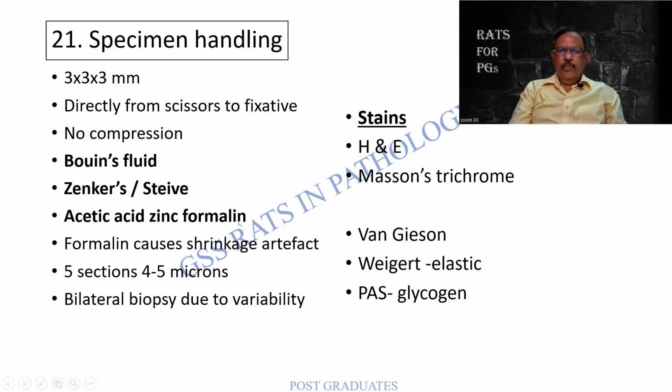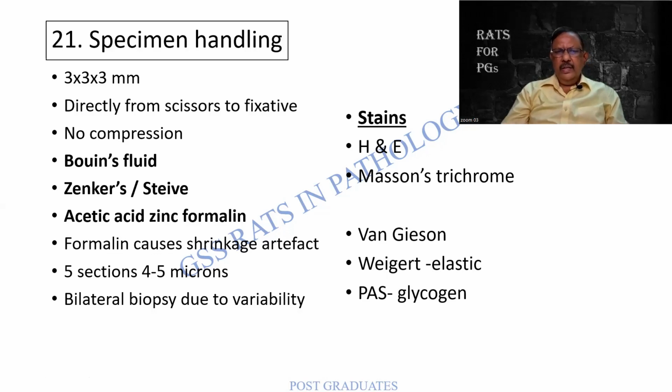Acetic acid, zinc formalin is another one. Formalin is not recommended because it causes a shrinkage artifact. And the section should be about 4 to 5 microns in thickness. Bilateral biopsy can be advised because of the variability between the two testes and also between different regions of the same testis. The routine stains are H&E, Masson's trichrome, Van Gieson, Weigert's iron hematoxylin, and PAS for glycogen.